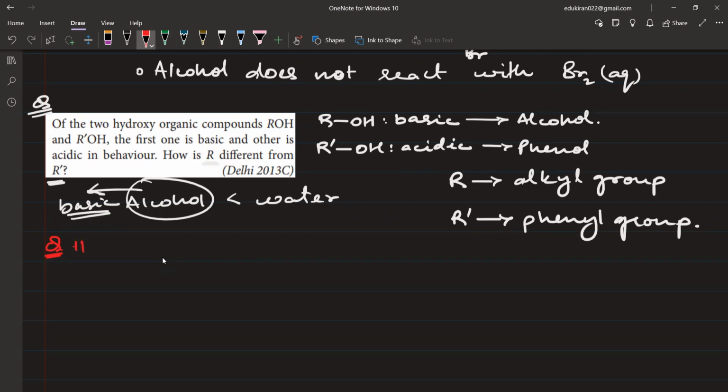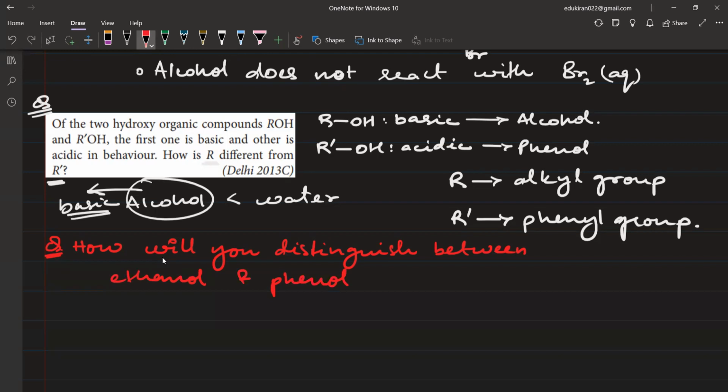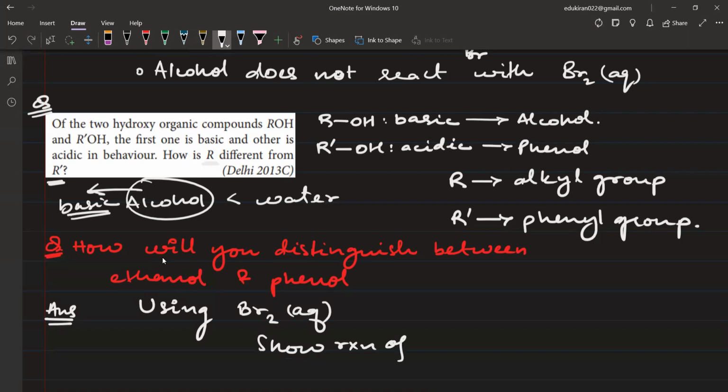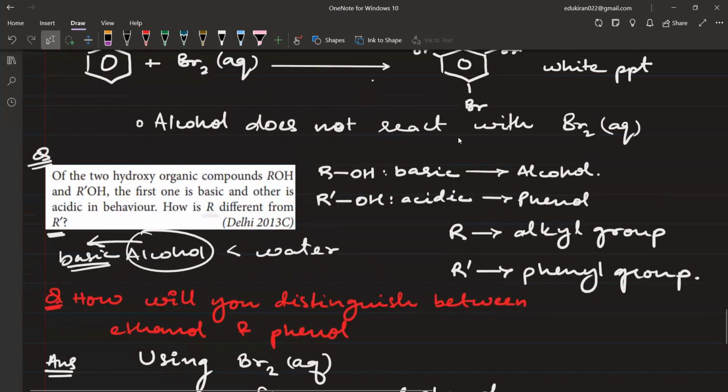So write a question. How will you distinguish between methanol and phenol? You have to give a chemical test. You can write using bromine water, and then show the reaction, okay? So the reaction of phenol. Just please don't write using Br2 aqueous, okay? Then you write these two statements.